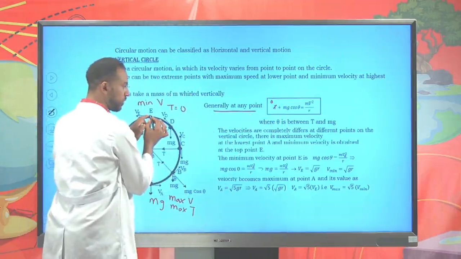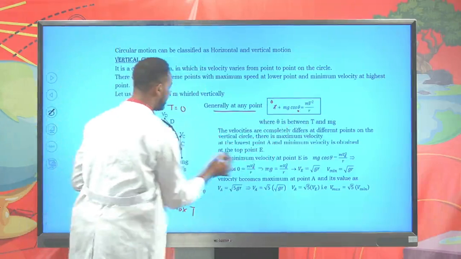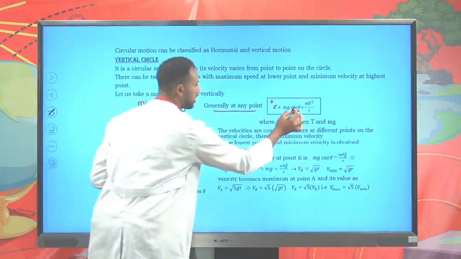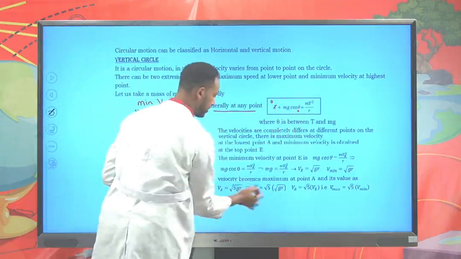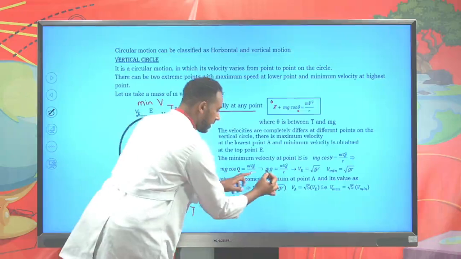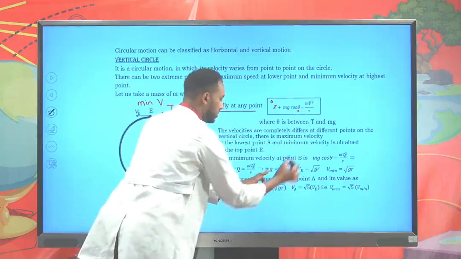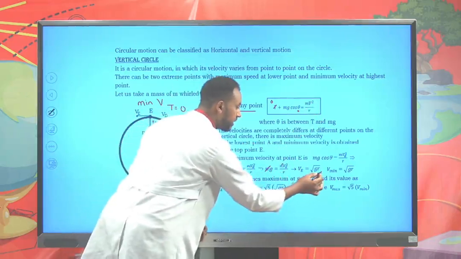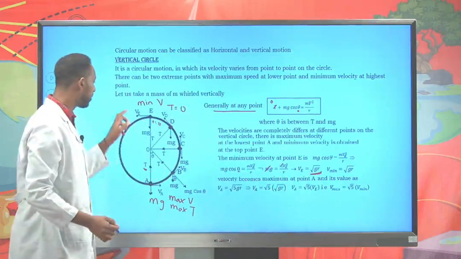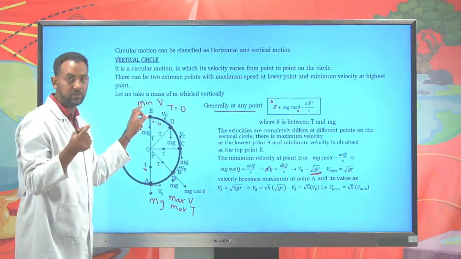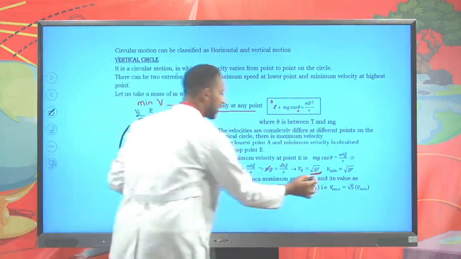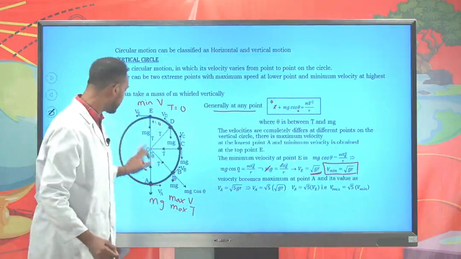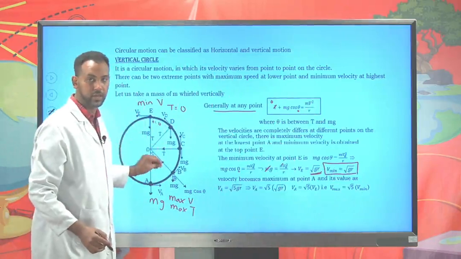At the top point, the angle theta between the mass and the tension is zero. So cos zero gives us just mg. Then mg equals the mass times velocity squared over radius r. The mass is cancelled by the mass. Therefore, the velocity at the maximum point, which we already mentioned to be the minimum velocity, can be given as the square root of the radius of the vertical circle times gravity.